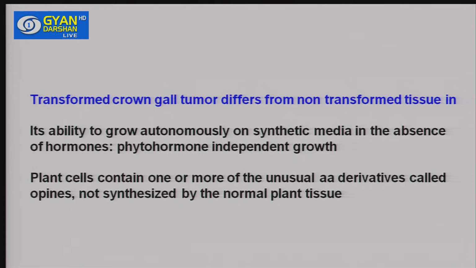Here also, it is a phytohormone independent growth. You don't have to provide phytohormones. Okay, you don't have to provide auxin, cytokinin and all. It will grow like that only. Okay, so this is number one, unlike a normal or healthy tissue. Number two, plant cells contain one or more of the unusual amino acid derivatives called opines. This is another difference. I told you, healthy cells do not have the opines. Only the infected cells have the opines, because that is being utilized by the bacteria. So these are the two basic differences.